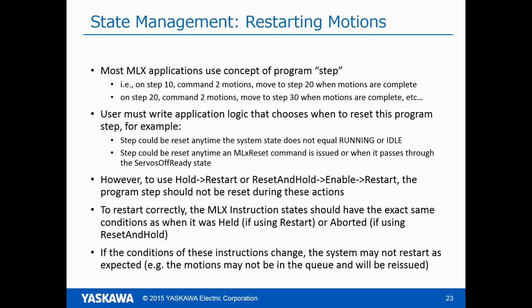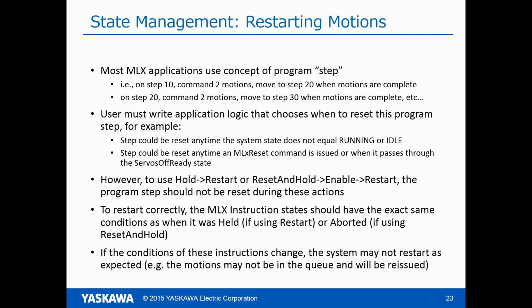The user must also write the application logic that determines when this step variable is reset. So for example, you could reset the step anytime the system aborts, or anytime an MLX reset command is called. However, if you plan on restarting the system, the program should stay on the same rung as it was on when the abort or hold command was issued. So for example, if you reset the program step when the system entered servos off aborted state, you would not be able to properly do a reset and hold, enable, and restart sequence.